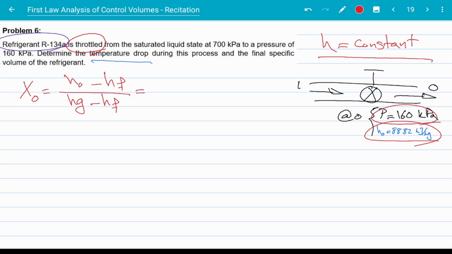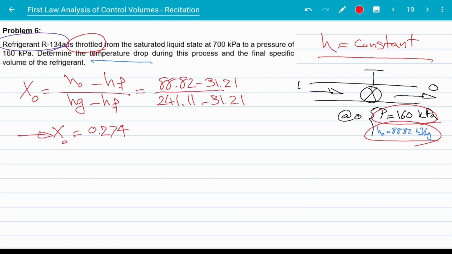So I'm going to plug in numbers. I get 88.82 minus 31.21 over 241.11 minus 31.21. Now do the math and we get that the quality at the outlet is 0.274. Our refrigerant is experiencing phase change during the throttling process.